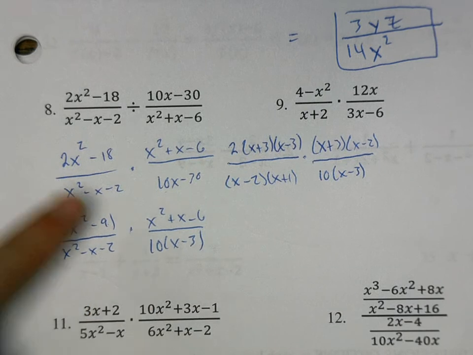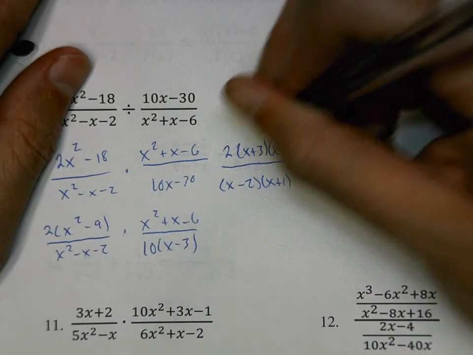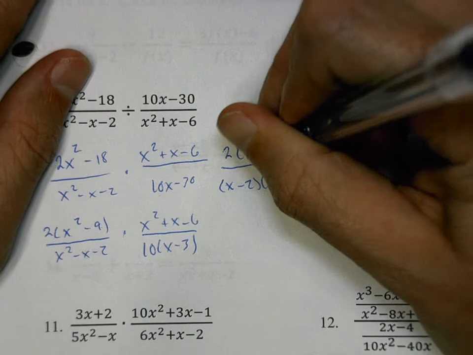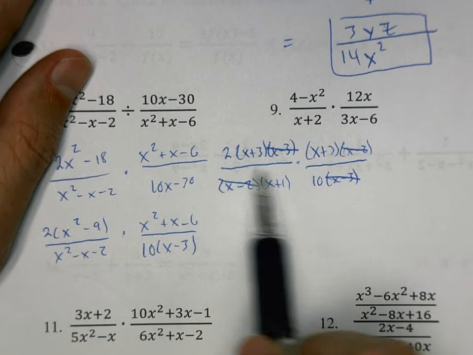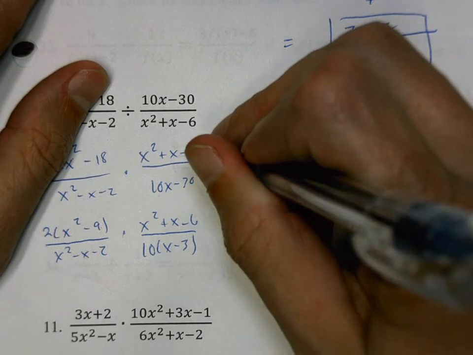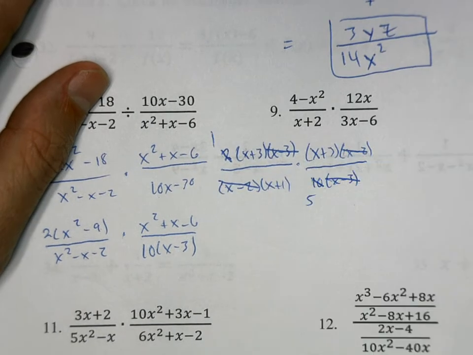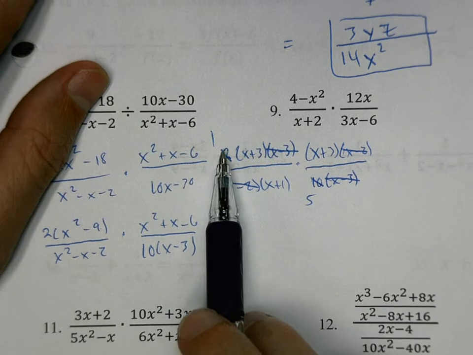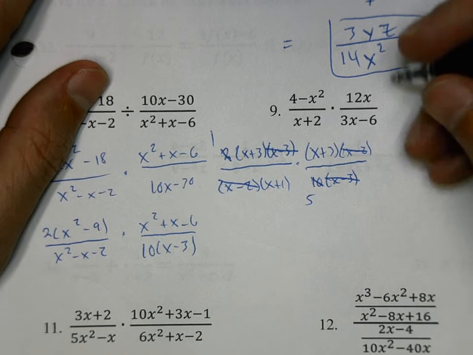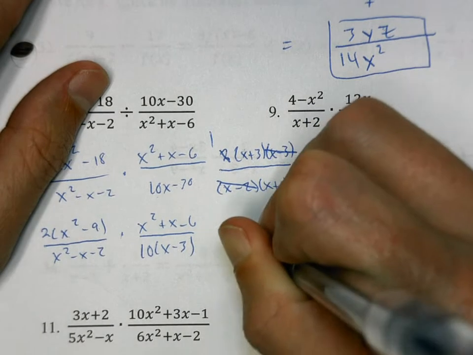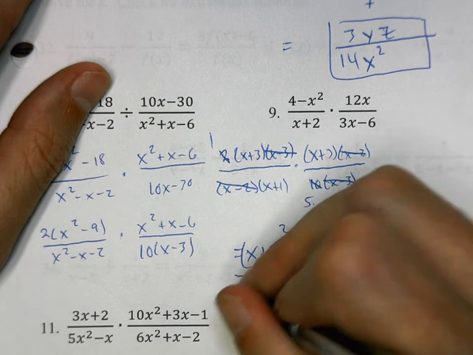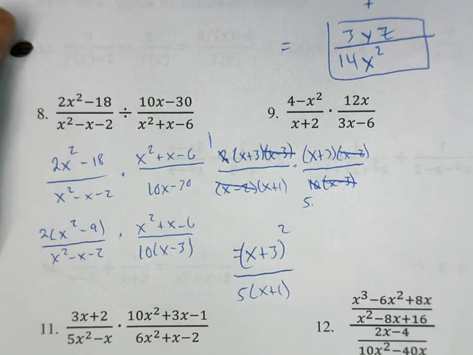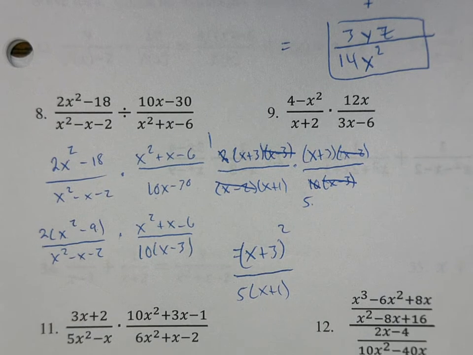And let's start canceling stuff. So x minus 3 will cancel. X minus 2 will cancel. And the 2 and the 10 can be reduced. 2 goes into 2 once, 2 goes into 10 5 times. So in the numerator, we have 1 times x plus 3 times x plus 3, which is just x plus 3 squared. And in the denominator, we have a 5 and an x plus 1. I'm going to start doing problems on a separate piece of paper now because I'm going to run out of room.